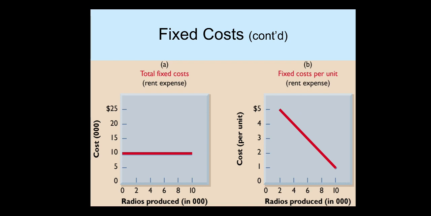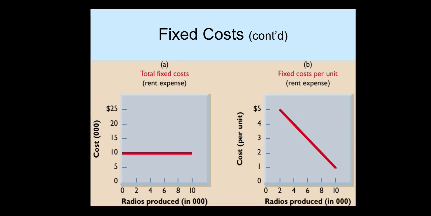A is the graph for total fixed cost. So if you have a business, let's say in this example, total fixed cost every month or every year is $10,000. So no matter how many production units, 1, 2, 3 or 10,000, 2,000, etc., the total fixed cost is the same. It will not change. That is what we call total fixed cost.